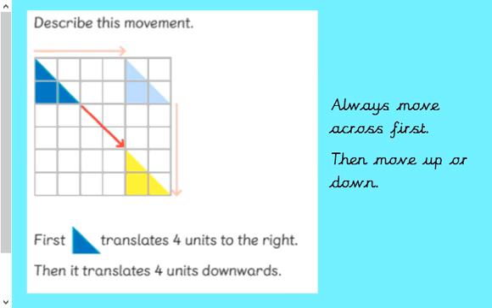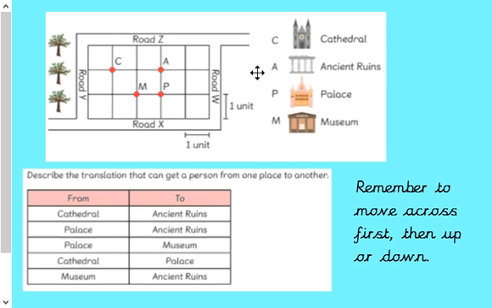Okay, now it's your turn, and we're back as we were when we were looking at this map a few days ago, when we were talking about position. So we've got the 4 roads and we've got the 4 tourist attractions: the cathedral, the ancient ruins, the palace, and the museum. Your job this morning is to describe how you would go from one point to another. So you're translating the point from one place to another.